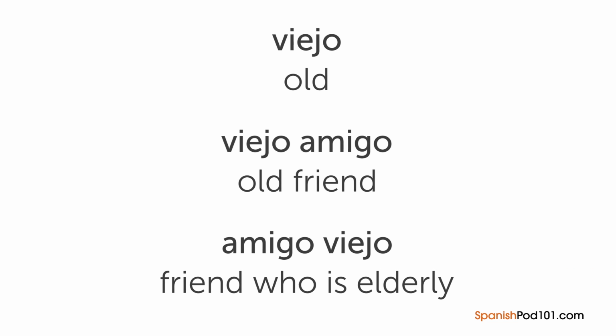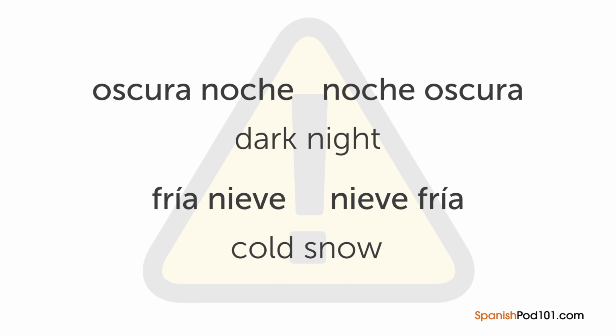Let's do another example with the adjective viejo, meaning old. If you add viejo to the word friend, which is amigo, you will get the phrase viejo amigo, old friend. In this case, viejo represents the length of time the speaker has been friends with that person, the same way you would say old friend in English. However, if you were to reverse the phrase and say amigo viejo, then you would be literally talking about a friend who is elderly.